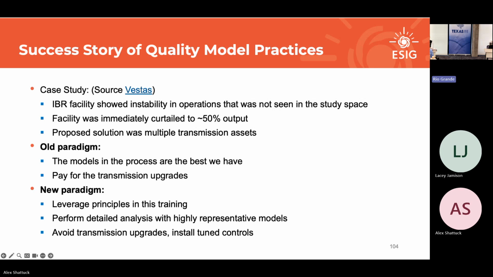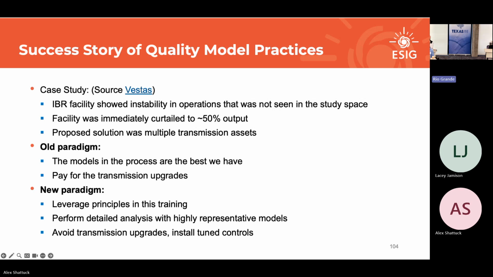Leverage the things that we talked about this morning. Understand where you are connecting, the conditions of the connection, how your facility was studied and why, with what representation and what detail. And what we did was we performed a detailed analysis using really highly representative models at the OEM with consultant help, and we avoided the transmission upgrades entirely. We solved this curtailment issue and the contingency issue with just some tuned controls. For those of you who came to Florida, sorry, we're talking the same, but this is more formal about it. You kind of got the cliff notes in Florida.